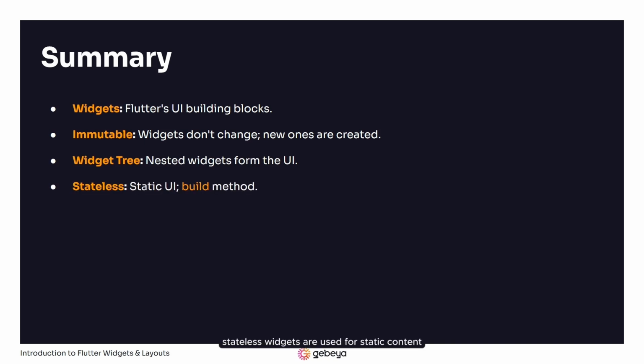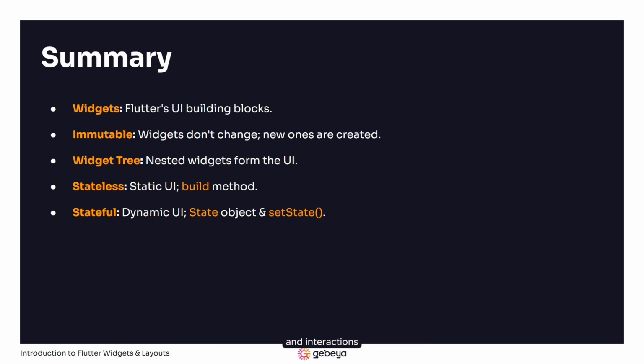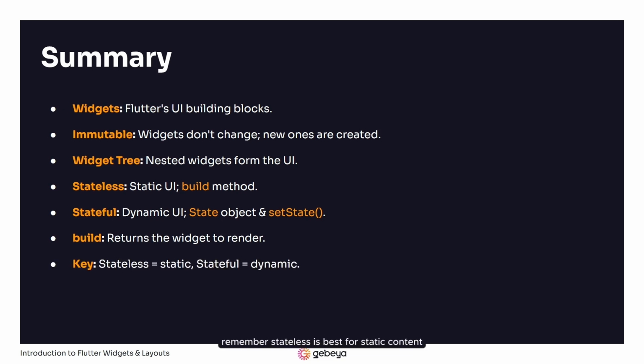Stateless widgets are used for static content and use the build method to describe the UI. Stateful widgets are used for dynamic content and interactions, using a state object to manage data changes and the setState method to update the UI. The build method is central in both types, returning the widget to render on the screen. Remember, stateless is best for static content, while stateful is essential for dynamic and interactive content.